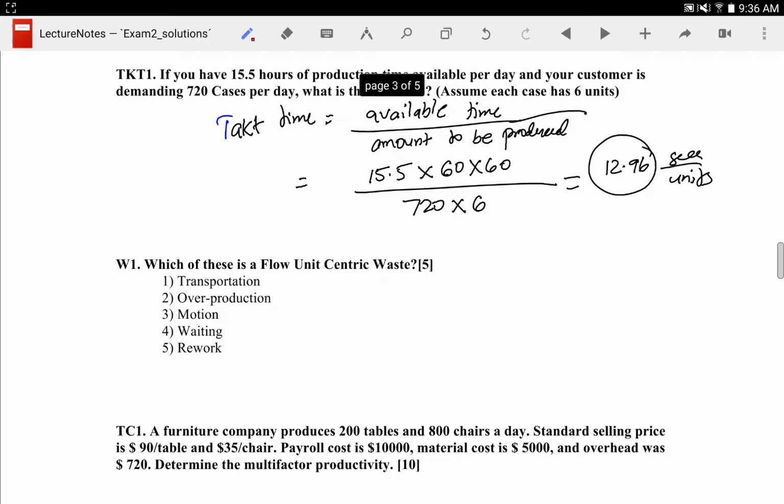Which of these is a flow-centric waste? Well, everything is a resource-centric waste except for the waiting.